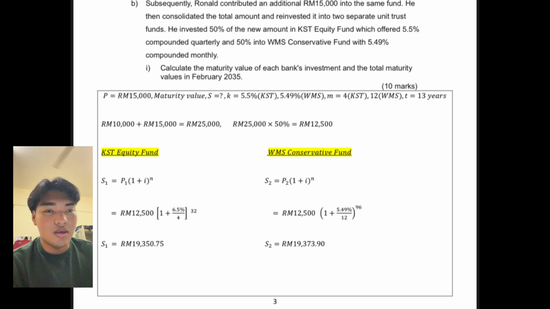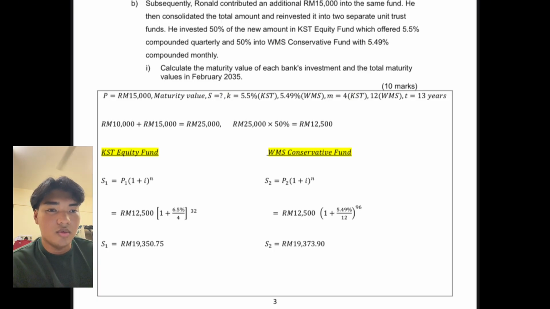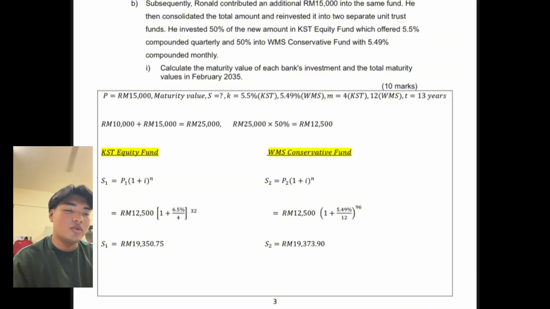So this is KST equity fund. We need to put S1 equal to P1 bracket 1 plus I bracket power N. So we need to put the information that we gathered before: we calculate here 12,500 ringgit bracket 1 plus 6.5% over 4 bracket power 32. So the KST total amount is 19,350.75.